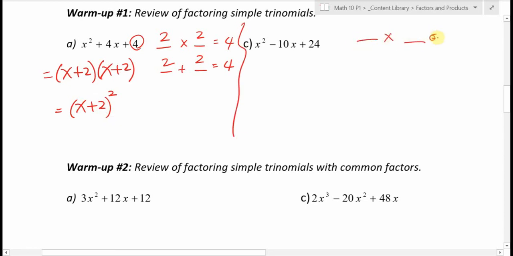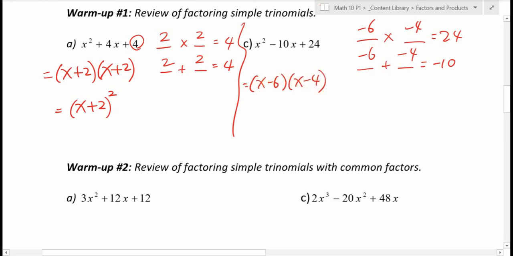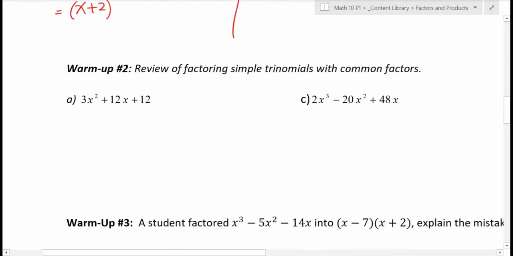Similarly, simple trinomial, so looking for two numbers that multiply to the last term, which is 24, and add to negative 10, the coefficient of the middle term. They should be negative 4 and negative 6, so x minus 6 times x minus 4. Okay, so that's the first two examples. I don't know why I labeled them as AC, but it's okay.